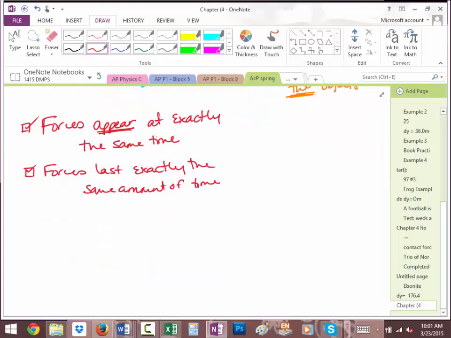Who pushes harder? I want you to think about that for just a minute. Does Alice push on Boris harder? Or does Boris push on Alice harder? Just think about that for just a second. I want you to write down something on your paper. Which do you think it is? Does Alice push harder on Boris, or does Boris push harder on Alice?